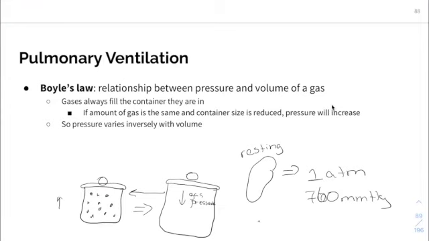But when we inhale, our lungs get bigger. So when our lungs get bigger, the pressure inside the lungs actually becomes less than 1 atmosphere.